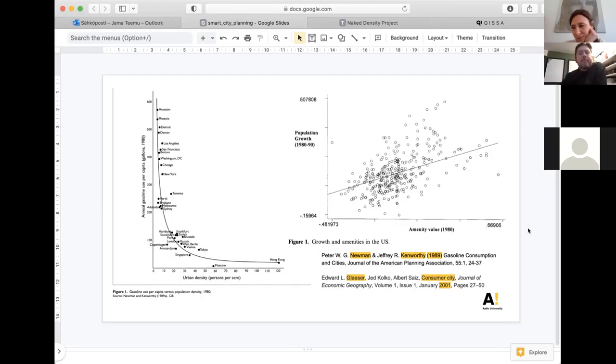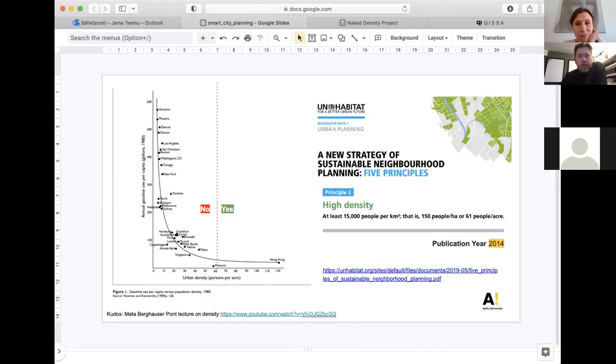And these two viewpoints were combined, even in very high-level guidelines for city development by UN Habitat. Principle two is called high density. They are saying that at least 15,000 people per square kilometer should be there in order for it to be sustainable. That was 2014. So if we put that line on the map of Newman and Kenworthy, we see that only Hong Kong is okay, the others are bad.